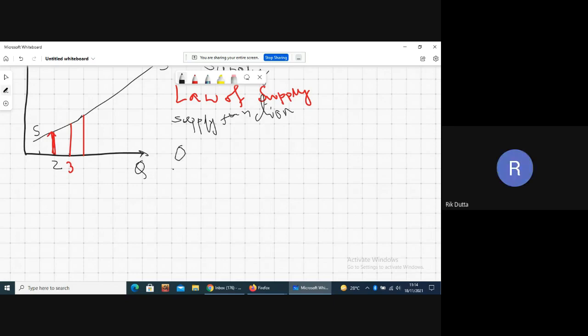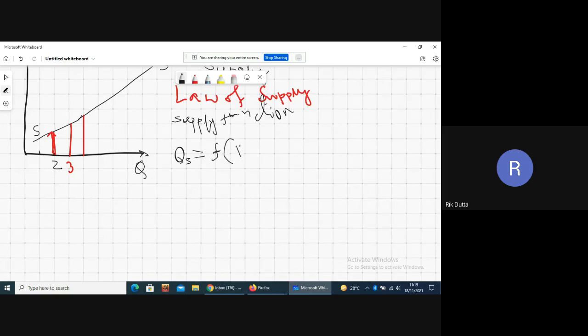So if I say supply function, the supply function is a mathematical description of the connection between the quantity required of a service or product, its value and other associated factors such as input cost and related goods prices.